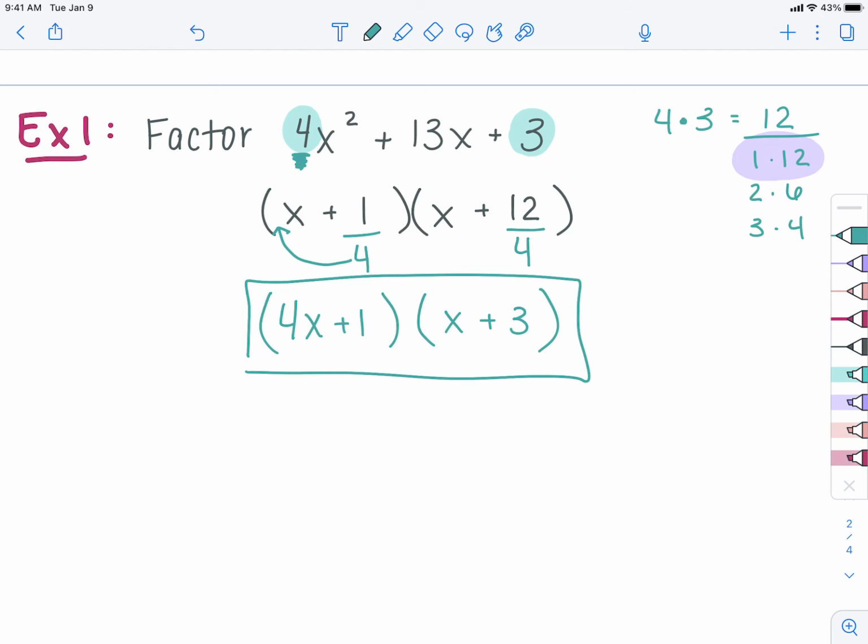If we wanted to check ourselves, we could FOIL it and make sure we got back to the same problem that they gave us to start. But not too bad, right? Try another one.